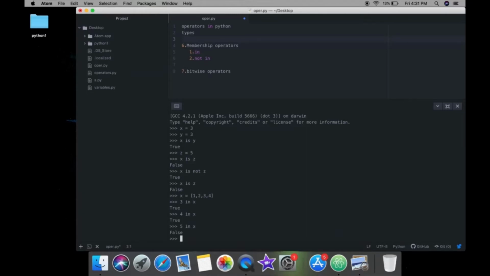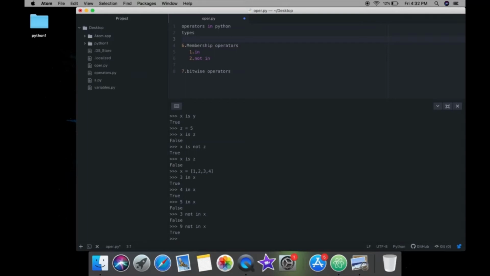Similarly, not in stands for not in that. Like if I write 3 not in x, but 3 is in x, so I will get false. And if I write 9 not in x, I will get true. So that's something like is and is not. That's why I have considered these both in one video.